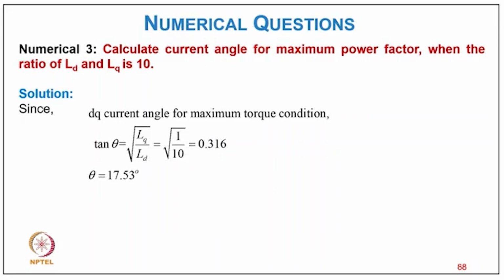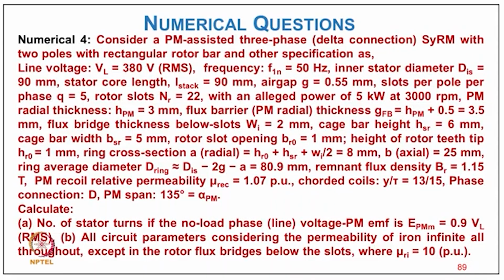Now coming to numerical 3, calculate the current angle of maximum power factor when the ratio of LD to LQ is 10. So here the DQ current angle for the maximum power factor condition, tan theta equal to the square root of LQ upon LD, and that's 1 upon 10, so equal to 0.36, so theta comes to 17.53 degrees.